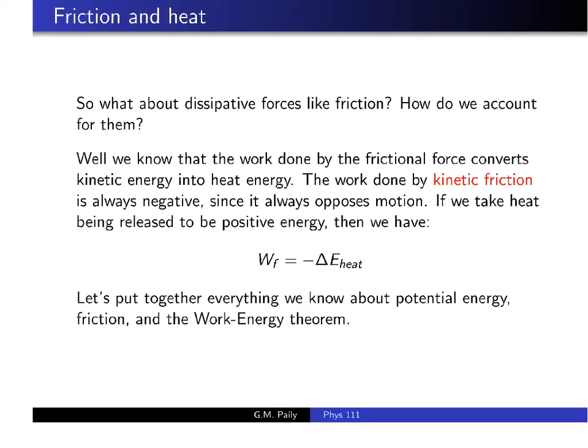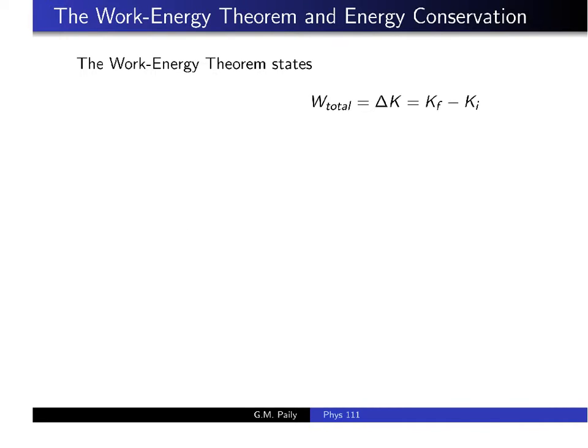So let's put together everything that we know about potential energy and friction and the work energy theorem. The work energy theorem tells us that the total work done on a system is equal to delta K, that is the change in kinetic energy of the system. Now we are going to divide that total work into a bunch of different forces. So we have possibly the work done by gravity, the work done by the spring force, if there's any, the work done by friction, and then we have work done by other forces. And all of that adds up to work total and is equal to K final minus K initial.